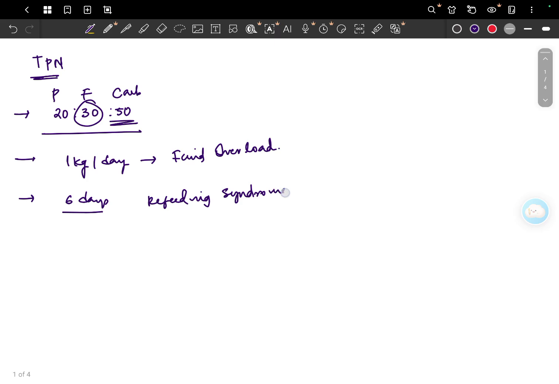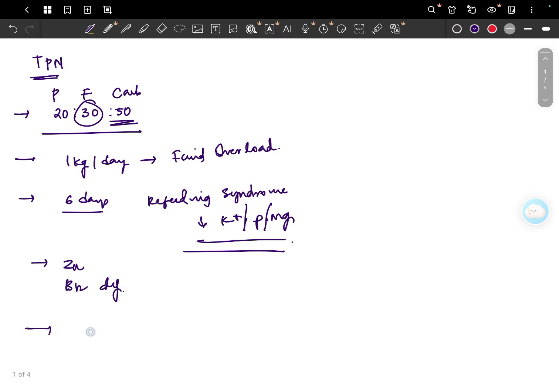Refeeding syndrome is caused due to hypokalemia, hypophosphatemia, and hypomagnesemia. So it can be because of either one of these. Now, the deficiency commonly seen will be zinc and B12 deficiencies, and the most common metabolic complication is insulin resistance. Okay, so this is about part 4, and next we'll be meeting again in part 5.